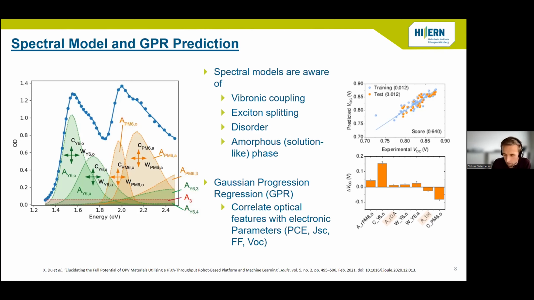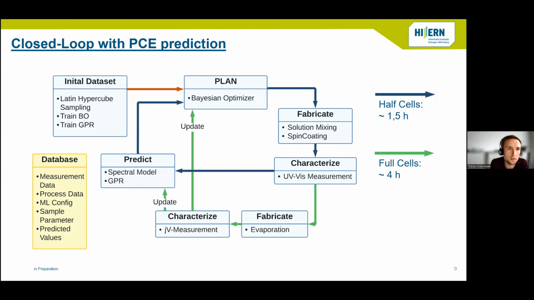So we put this feature in our closed loop, and then it looks like this. Now we start with an initial data set. We actually have to start with an initial data set to train our GPR for the spectral model, while before, the Bayesian optimizer could also work without an initial data set, but it would take some more iterations. So the initial data set is used to train our spectral model, and then we feed the initial data set to the optimizer.